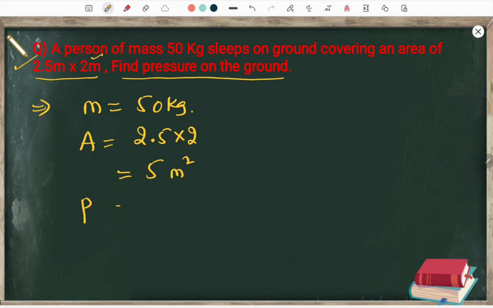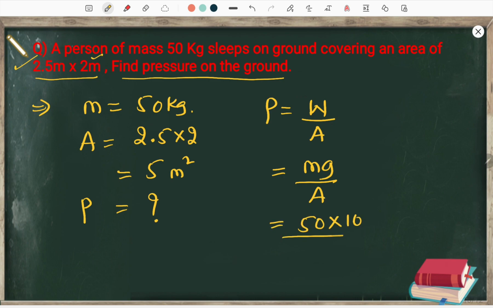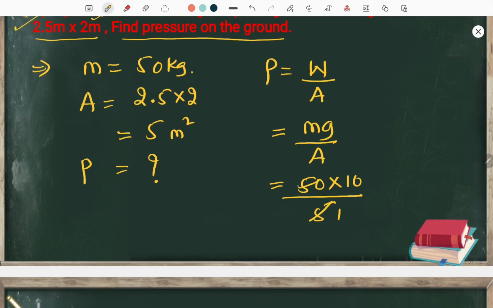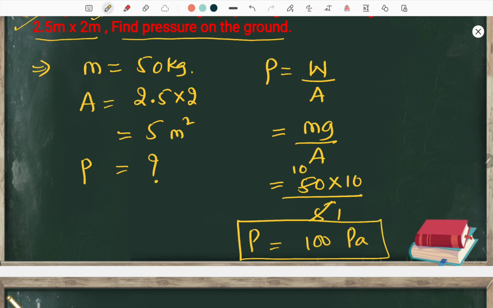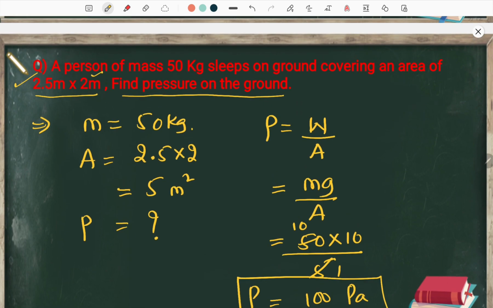Now they are asking about pressure. You know about this, no? Pressure is equal to weight divided by area, and weight is nothing but perpendicular force. What is this weight? mg divided by the area. What is mg? 50 into 10 divided by the area, which is 5. So 5 ones are 5, 5 tens are 10, into 10 is 100 Pascal. Look at this, so you got the value of pressure. I hope you are understanding what I am trying to say.